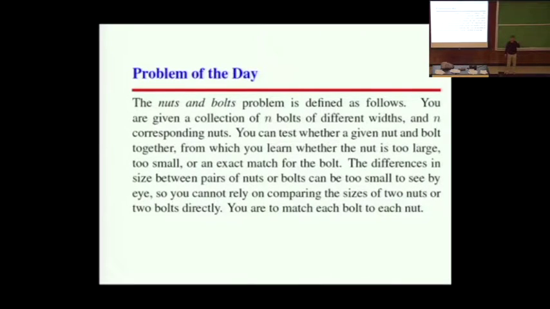If we have time at the end, maybe we'll do some review. But okay, any questions? Okay, so I wanted to talk first of all about the problem of the day, which is this one on sorting nuts and bolts. Last class, we talked about sorting, we talked about merge sort, we talked about quick sort.